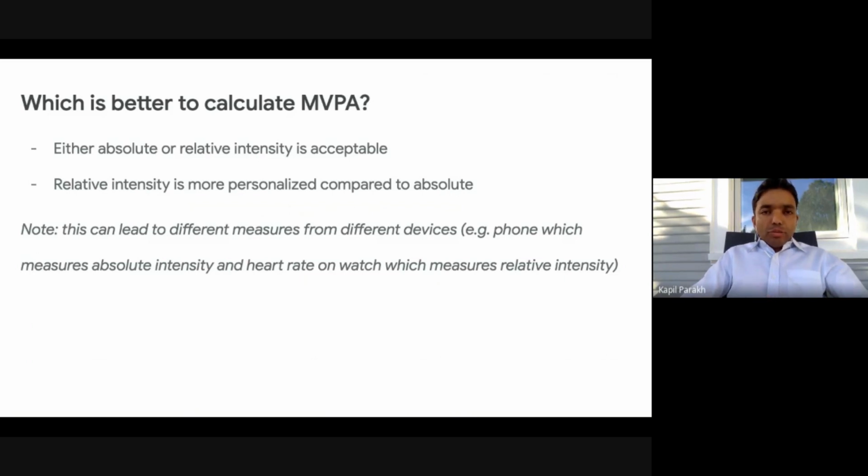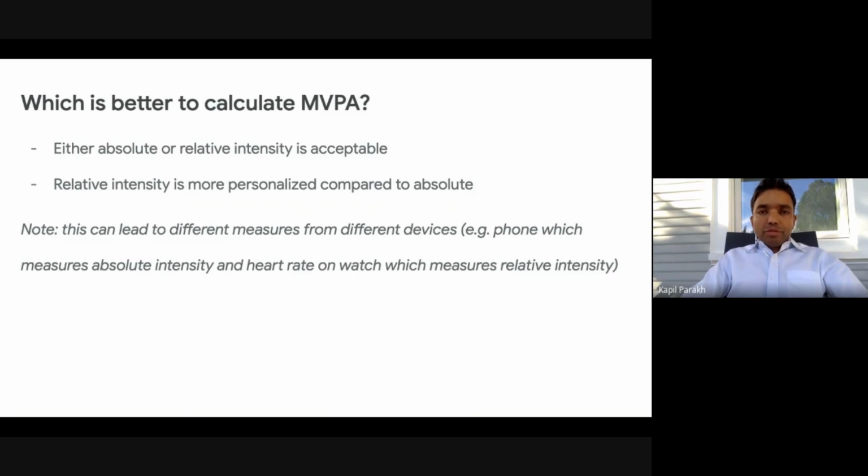This begs the question, which is better to calculate MVPA? The guidelines say either one works. Either one is acceptable. Whatever you have available is okay. That said, relative intensity is a little bit more personalized compared to absolute. So when working with your clients, it may make more sense to focus on relative intensity so that they have a more personalized experience.